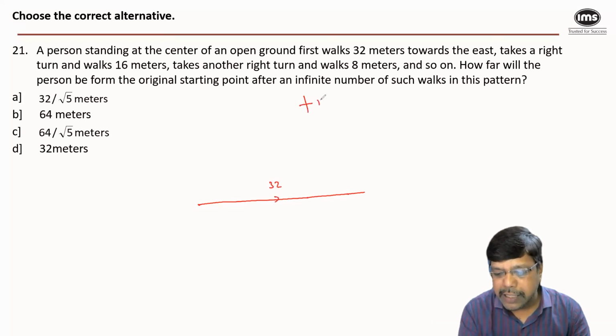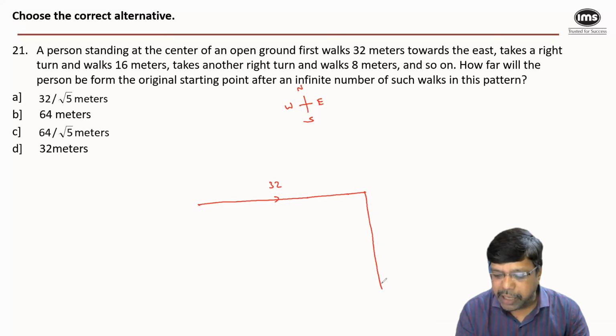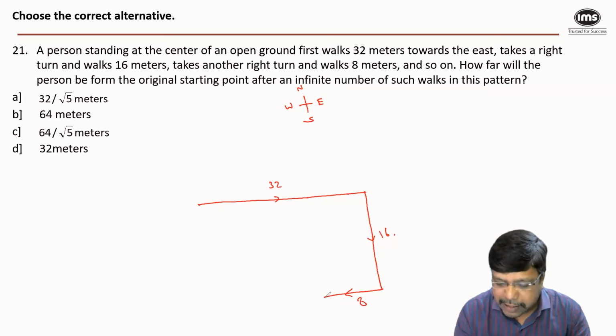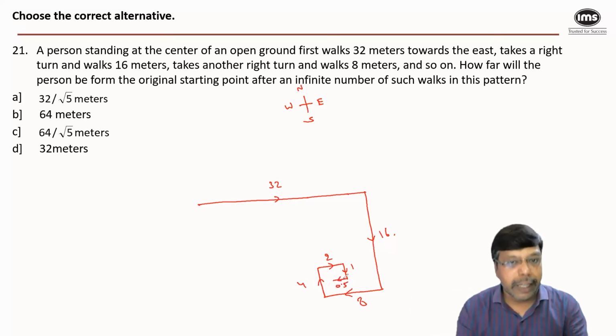And just for your reference, east, west, north, south. He takes a right turn and walks 16 meters. Takes another right turn, walks 8 meters. And so on, which means again he takes a right turn, now walks only 4 meters. Again a right turn, walks only 2 meters. Again a right turn, 1 meter. Again a right turn, 0.5 meters, and it goes on to infinity.